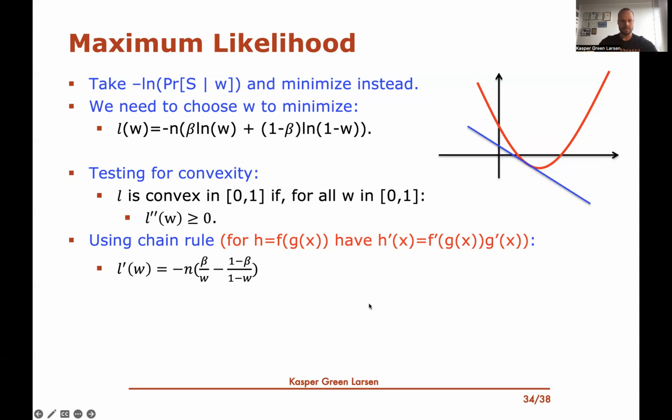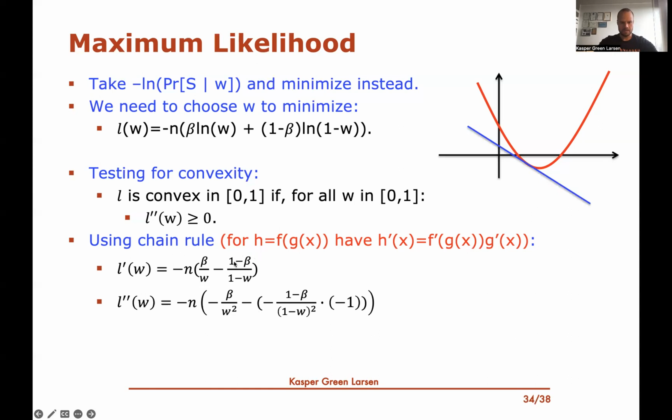Now we need to get the second derivative. So let's do one more step of taking derivatives. Again, the minus n is a constant, the beta is a constant. The derivative of 1 over w is minus 1 over w squared, and so this is what we get here. The minus here is just a constant factor, so we keep the minus.